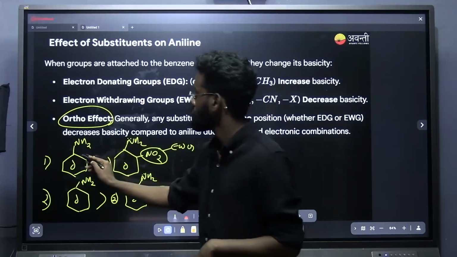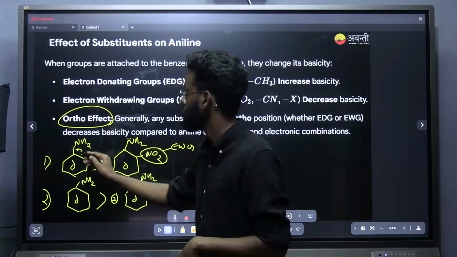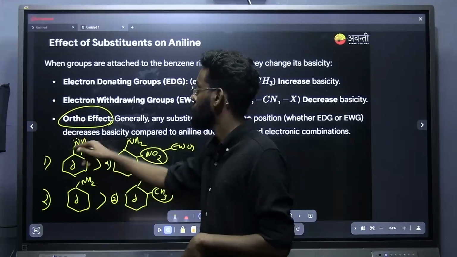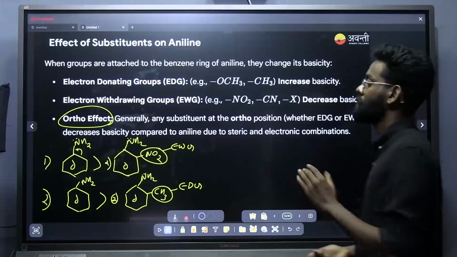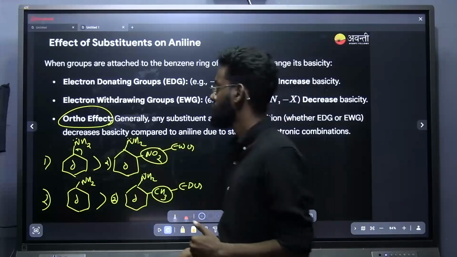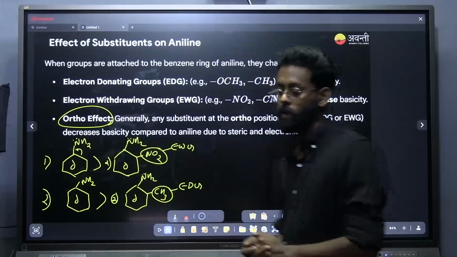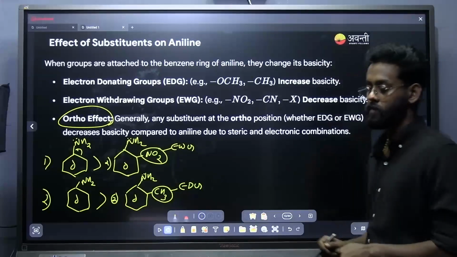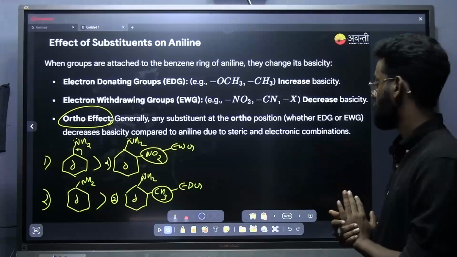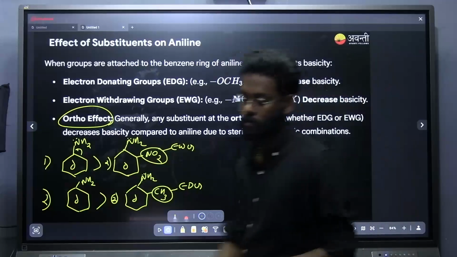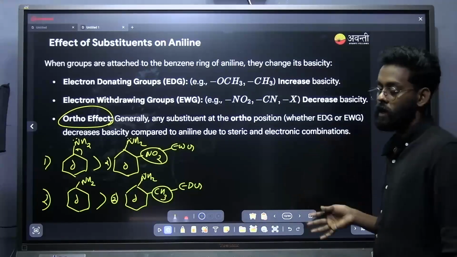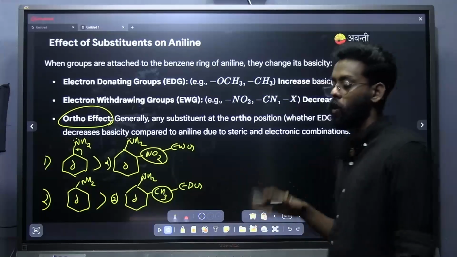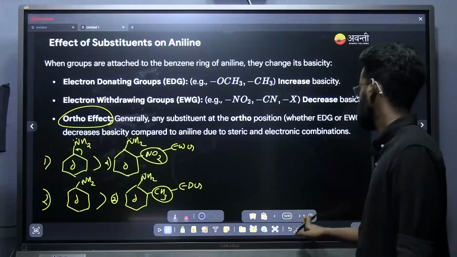But here you can see there is a smooth flow of electrons whenever this lone pair wants to donate. Because of that, nitrogen will be sufficiently electron rich, and it can easily donate. That is the reason. Hope all of you understood the ortho effect. Now we can move on to the next. Just note down the ortho effect: aniline is more basic than ortho substituted aniline.